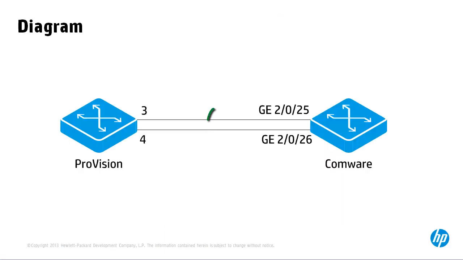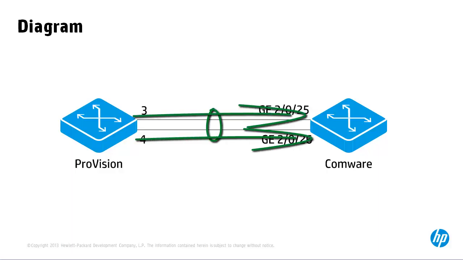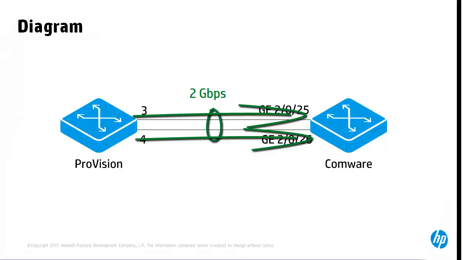Statistically, however, with a bonded link, if many devices are sending traffic, the combined throughput in this example would be 2 gigabits per second. An individual session, however, wouldn't get the full 2 gigabits per second. This is shared amongst multiple sessions.